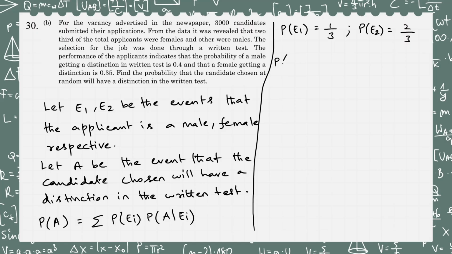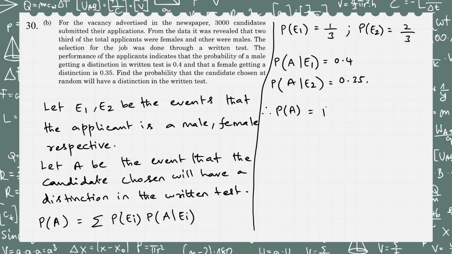And when you know that the selected candidate is a male, E1 has already happened. So the probability that the candidate is getting a distinction in the written test, provided the person is a male, will be 0.4, and the probability that the chosen person is a female getting distinction will be 0.35. So let us calculate P of A now.